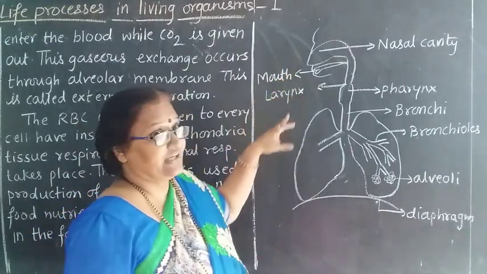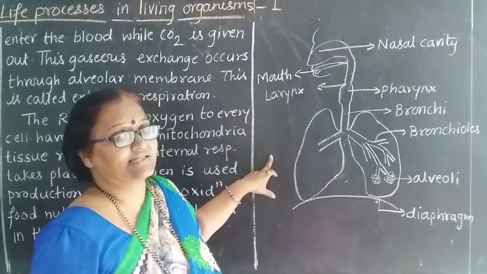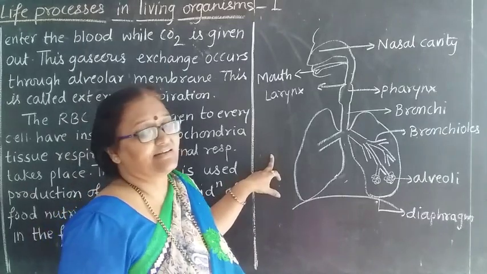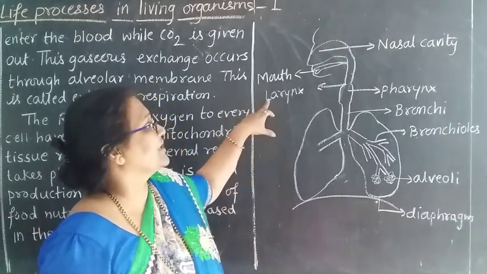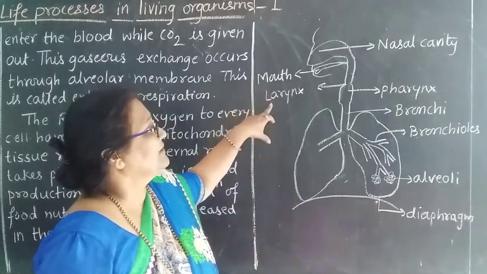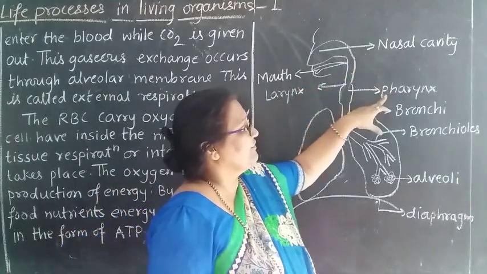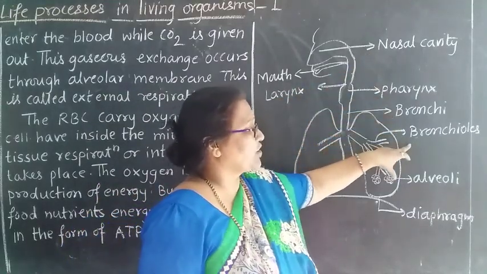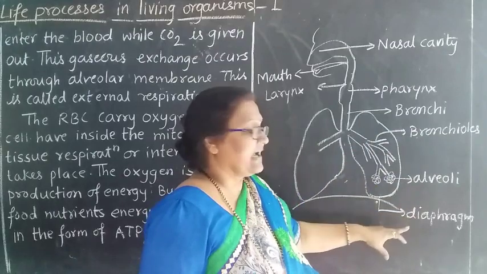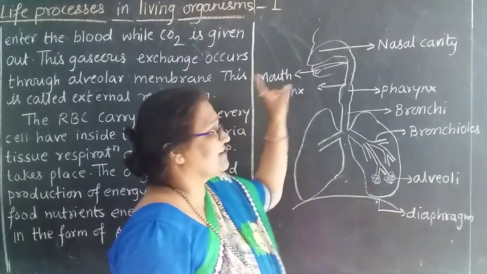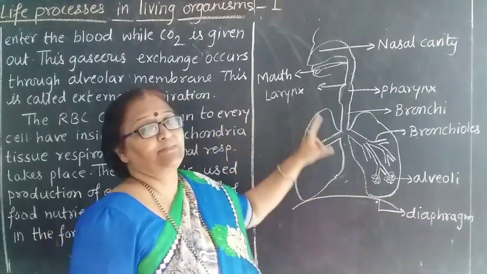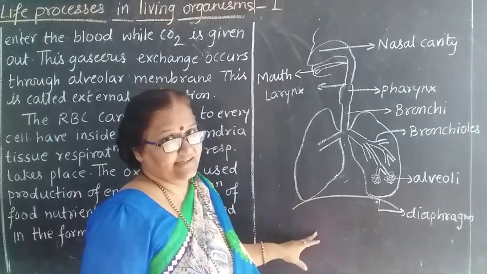So this is the figure of the respiratory system. What does this figure tell us? See here, I have pointed out mouth, larynx, nasal cavity, pharynx, bronchi, bronchioles, alveoli and diaphragm. These are the main parts of the respiratory system.